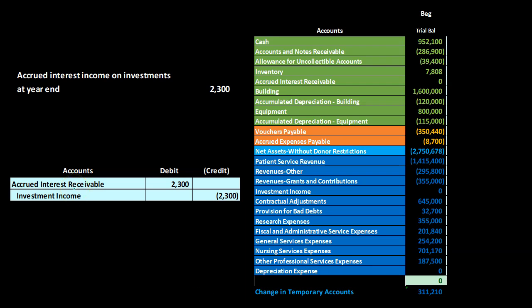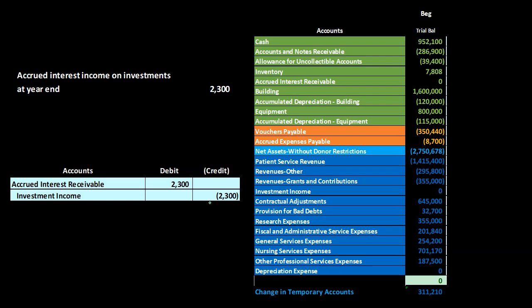Next transaction, accrued interest income on investments at year end. So we're going to say that there's interest income. We have investments, of course. The investments are gathering or accruing income. We could call it interest income. And as of the end of the year, we have an adjusting entry where we have not yet received it, but we have earned it. Therefore, we have the adjusting entry to increase the accrued interest receivable, a receivable account for what is owed to us on the investment for which we have not yet received. And then the credit is going to be increasing the investment income, a type of income like interest income.